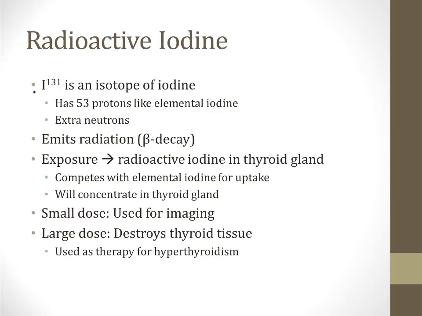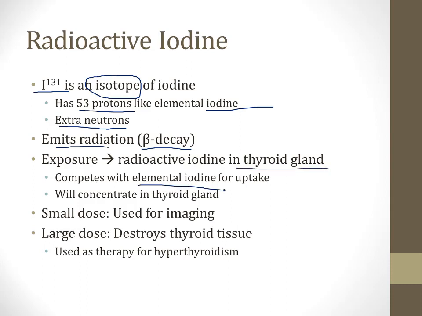Radioactive iodine is also called iodine-131. This is an isotope of iodine. It has 53 protons just like all iodine atoms. However, it has extra neutrons. This means it can emit radiation via the process of beta decay. So patients who are exposed to radioactive iodine will have the radioactive iodine taken up by their thyroid gland just like normal iodine. Essentially, the I-131 competes with elemental iodine for uptake, and it will concentrate in the thyroid gland and then begin to emit radiation.